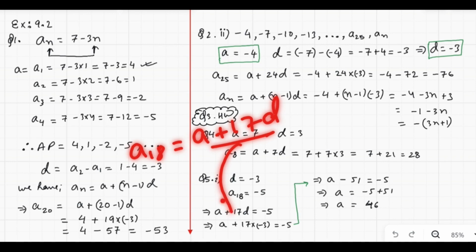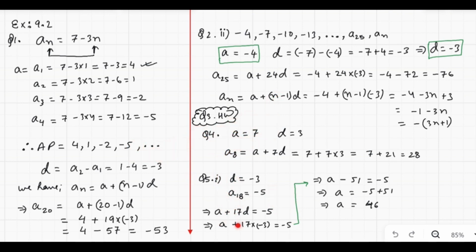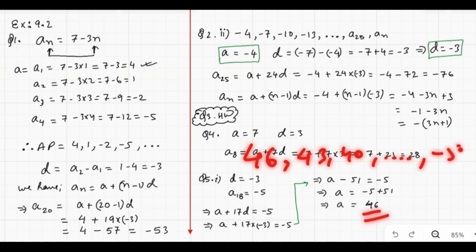We are replacing it by A plus 17 times D, and that must be equal to minus 5. Now, replacing D by minus 3, we have 17 times minus 3, which gives minus 51. A is equal to minus 5 plus 51, which is A equal to 46. This is the first element. That means the next one will be 3 less than that, 43, then 3 less than that, 40, and so on. Like this, the 18th term will be minus 5, A18.